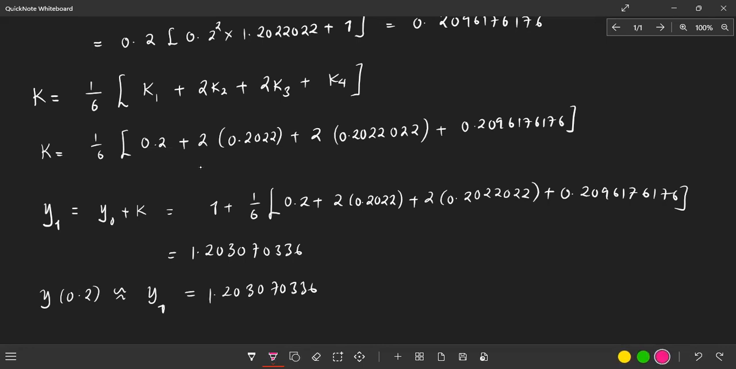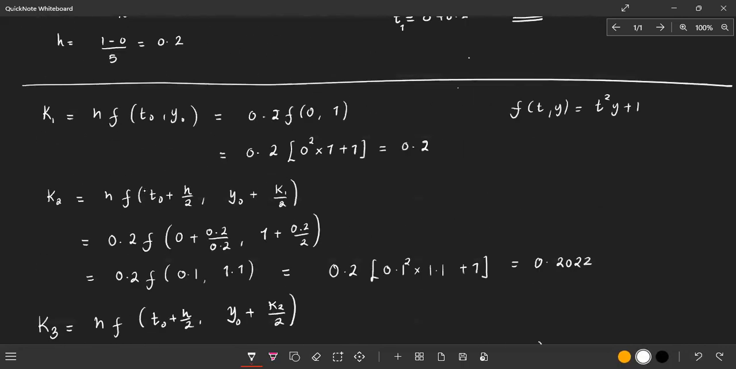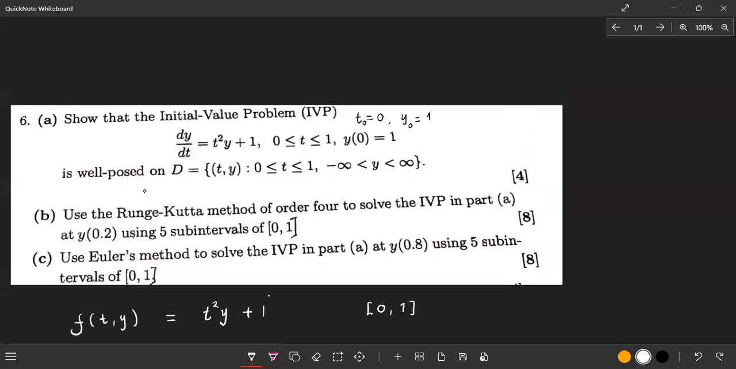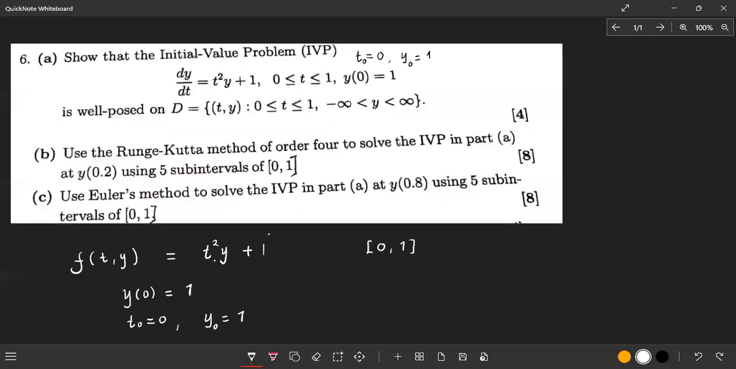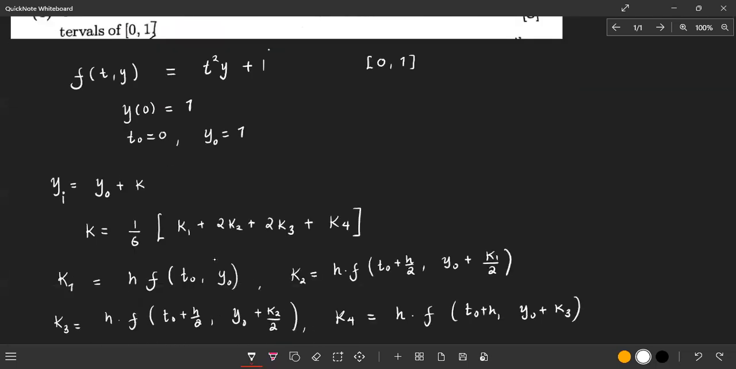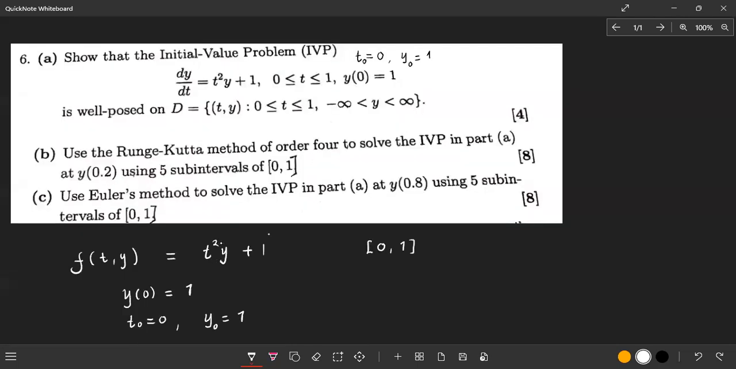Okay, so in the next video, I'll solve the same problem, but now at t equal to 0.8 using a different method, which is Euler's method. Okay, so just stick around for the next video. I hope you're going to enjoy it.